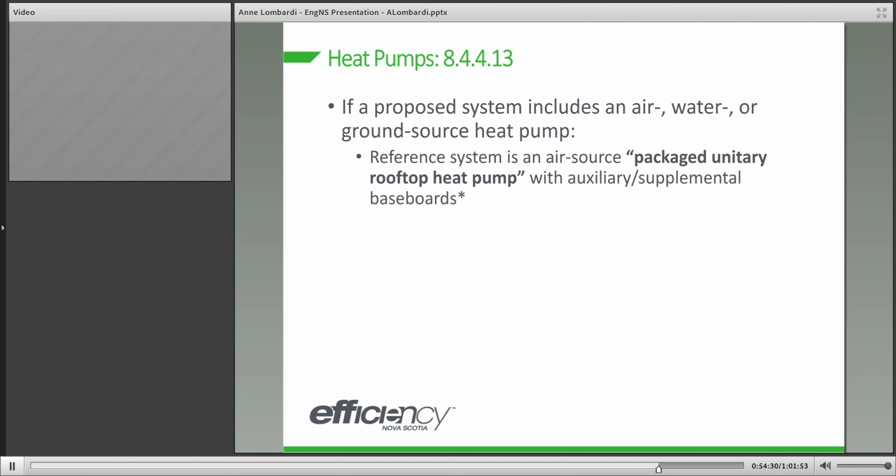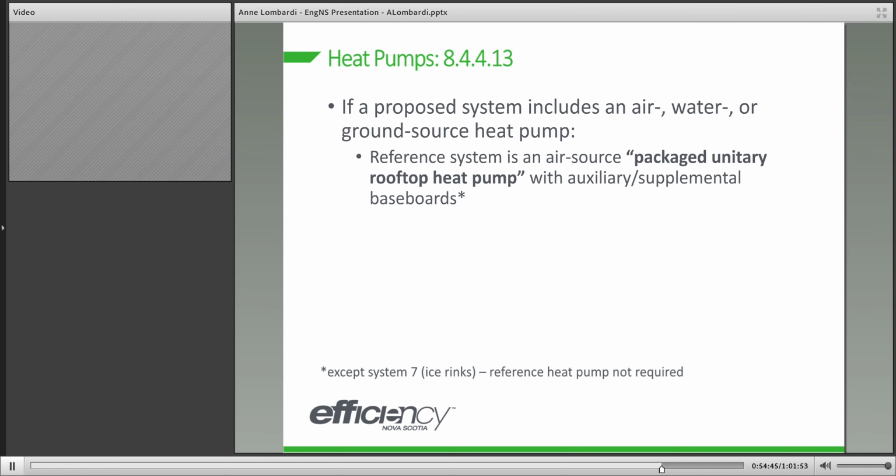And so if the proposed has an air, water, or ground source heat pump, then essentially what happens is that your reference is also a heat pump. So all of those reference systems I described don't necessarily apply if you have heat pumps in the proposed.